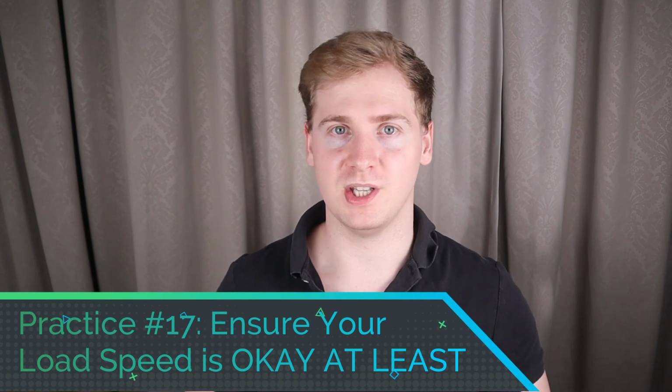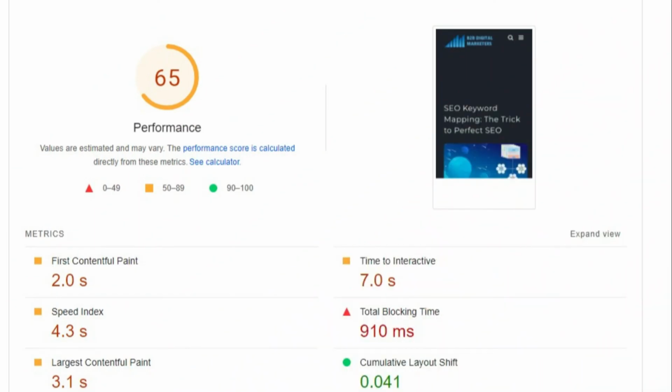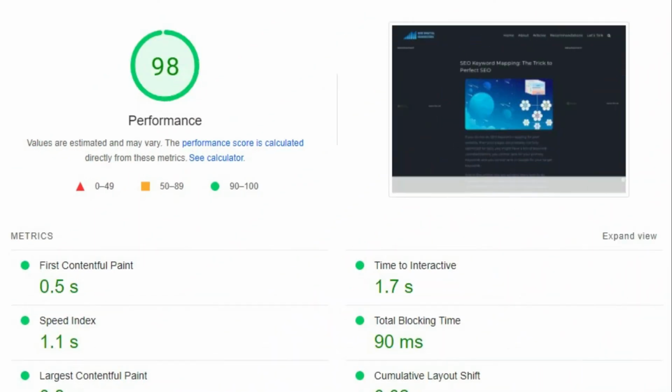And the last technical SEO best practice for blogging for business I want to share with you is to ensure your blog post load speed is okay at least, or around a score of 70 from the Google PageSpeed Insights tool on mobile. I clearly have room for improvement on the mobile version of my blog post. However, my desktop version is lightning fast.